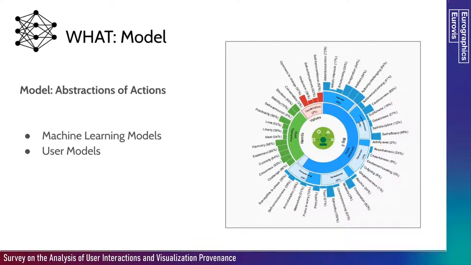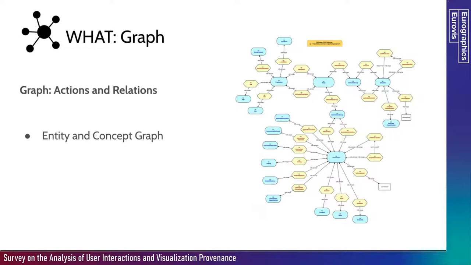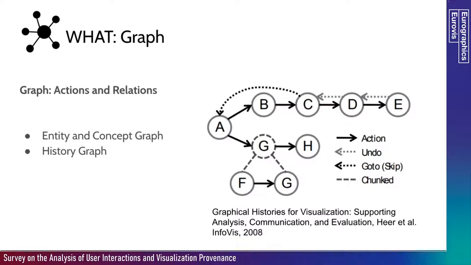The last type is graph. Provenance information is often used for sense-making, and the user's knowledge can be represented as a knowledge graph, entity graph, or concept graph. Another type of graph is an interaction history graph. This is related to logging raw user interactions, but with additional analysis to discover more structure. For example, a user performing an undo operation would result in a branch in the graph.